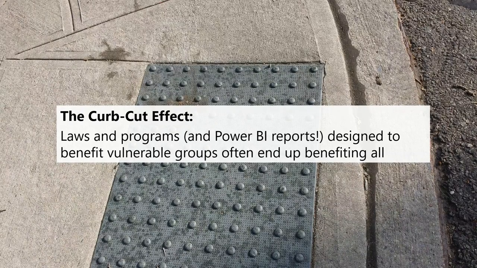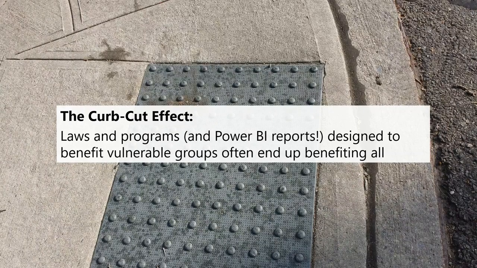And that was great for them, but it also benefited parents with children in strollers, skateboarders, workers with heavy carts. And so the idea behind the curb cut effect is that laws and programs and Power BI reports that are specifically designed to be accessible actually end up benefiting everybody. And the second point of the curb cut effect is that things that were once considered assistive technologies, so curb cuts at some point were considered an accessibility feature, when they become so ubiquitous and we realize the value from them for everybody, they're not considered assistive anymore. They're just part of normal design.